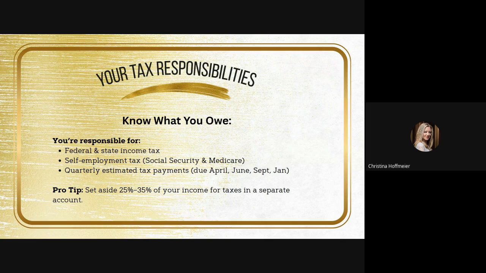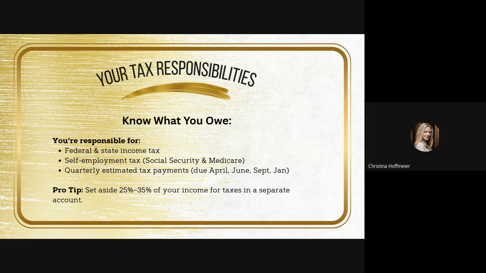Okay, so my tip is that you set 25 to 35% of your income aside in a separate account for your taxes. And this should be in an interest-bearing account, okay? And why do I say 25 to 35%? Well, because that's relative to what you make. If you were a top producing agent, then I would shovel away 35%. But if you're a newer agent just getting started, you're not doing a lot of deals right now, then 25% may be safe. But again, talk to your CPA to figure out what is best for you.